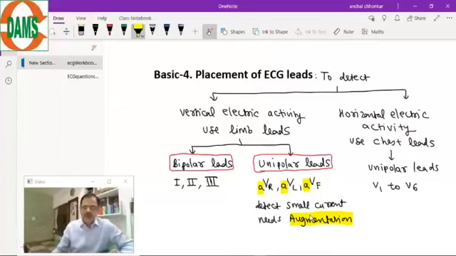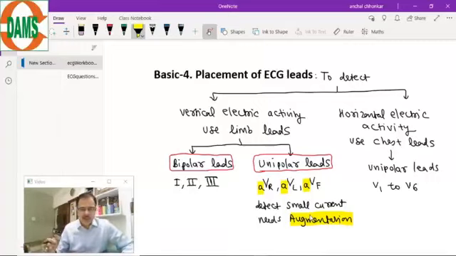While for horizontal electrical activity, which is from the endocardium to the epicardium, we place the galvanometer electrode on the chest. They are also unipolar leads. So we will use V1 to V6. No augmentation is needed because they are directly over the heart. They detect a large current, a large activity. So no augmentation is needed for these unipolar leads.